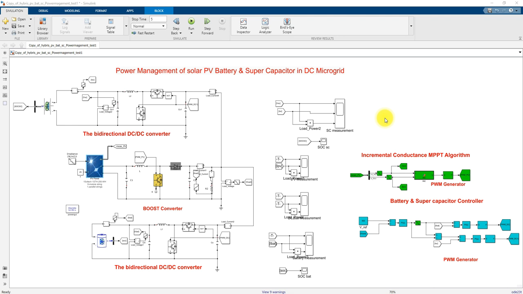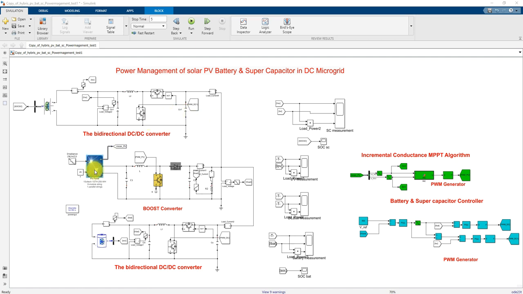Today we are going to see about power management of solar PV, battery and supercapacitor in a DC microgrid. So this is a Simulink model developed for a DC microgrid. It consists of a solar PV system, battery energy storage and the supercapacitor storage system.